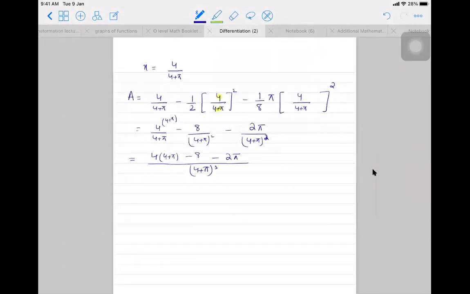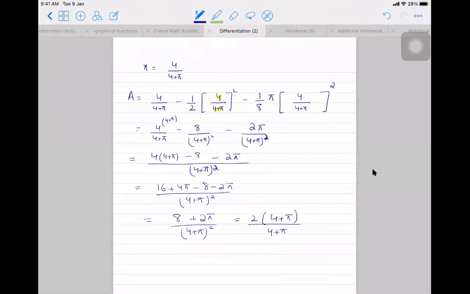Then if you simplify this, you get 16 plus 4 pi minus 8 minus 2 pi over 4 plus pi squared. 16 minus 8 is 8. 4 pi minus 2 pi is plus 2 pi over 4 plus pi, the whole thing square. If I take 2 common from the numerator, I'm going to get 4 plus pi. The denominator has 4 plus pi square. This can be simplified further to give 2 over 4 plus pi. This is the area. This is the stationary value of the area.